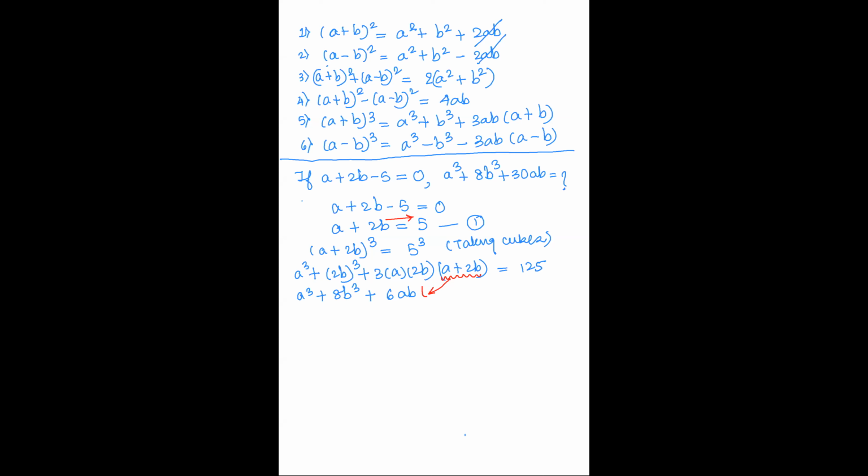तो हम लोग यहाँ पे डाल देंगे 5 equals to 125. And see, we got the answer. So a cube plus 8b cube plus 6 into 5 is 30ab equals to 125. तो हम लोग को पूछा था ना क्वेश्चन में, a cube plus 8b cube plus 30ab is equal to how much? So the value is 125.